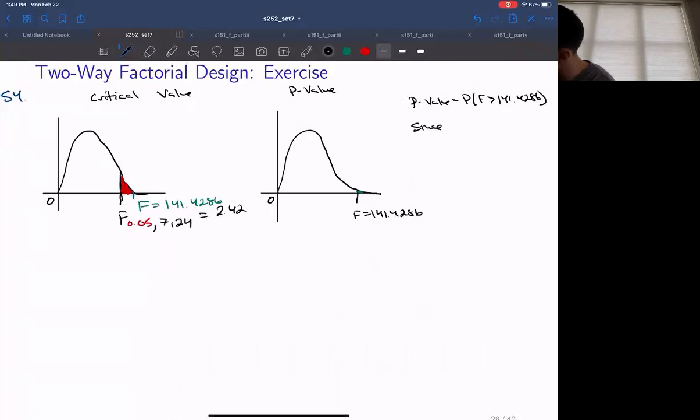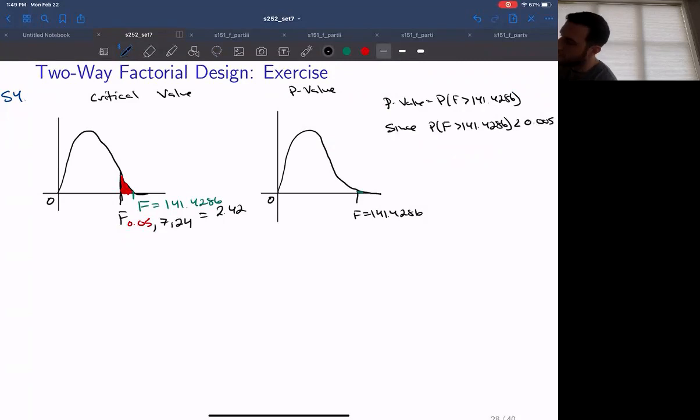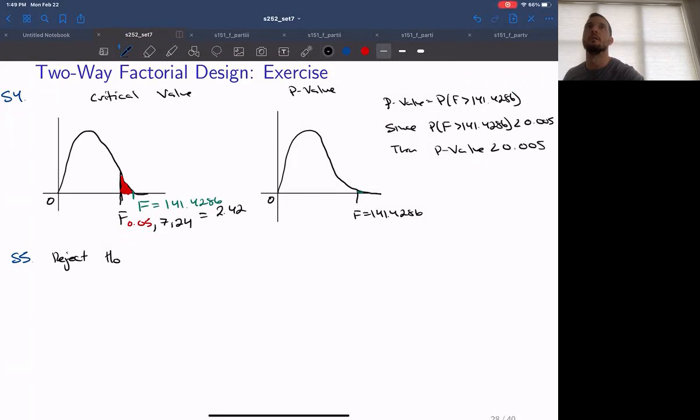So since the probability F exceeds 141.4286 is less than 0.05, then the p-value is less than 0.005. Okay, and then on step 5, we can reject H0 based off of either approach. The test statistic is in the rejection region.